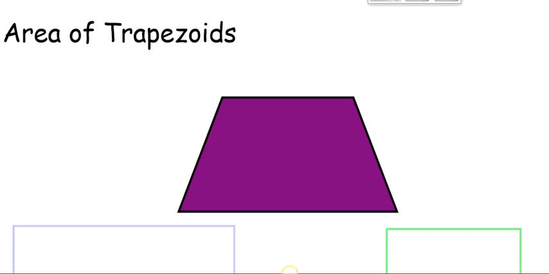Area of trapezoids. Trapezoids are kind of interesting little shapes. They're not rectangles, they're not parallelograms, they're not triangles. They seem to incorporate things that seem to fit with all of those things. So there must be a relationship between all of these, and let's see if we can figure it out.